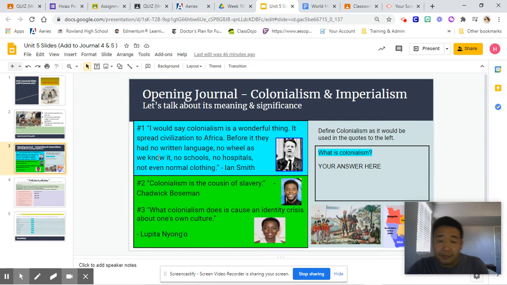The second and third slides are going to be about quotes. So we're going to be talking about colonialism. First, read these three quotes. Okay, so you have Ian Smith, you have the late and great Chadwick Boseman, and then you have Lupita Nyong'o. They're quoting ideas about colonialism. So you're going to be asking, what is colonialism? Okay, and that is the first part of that question. So you're going to answer that here based on what they have told you about it. Okay, so define it. Maybe you want to look it up, but really you want to gauge based on what you see here.